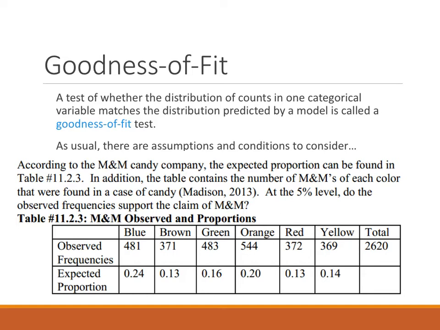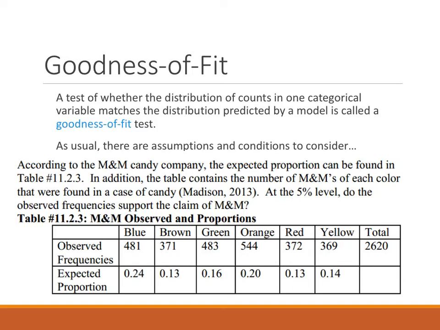One thing that's really important to remember is that you have to have counts to do this. And if we look at this, there certainly are some counts there. They don't tell us how many cases of candy. So they got this distribution, and this is what we observed. Now, Mars says that this is what they should be: 24% of the candy should be blue, 13% should be brown, 16% should be green, and so on. And then they do the total.